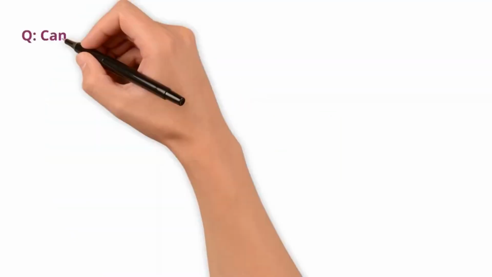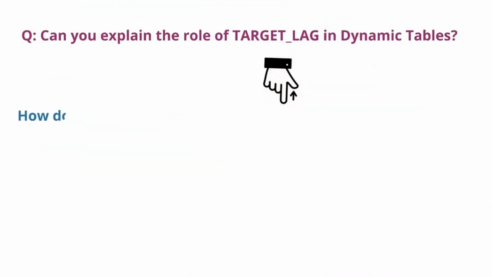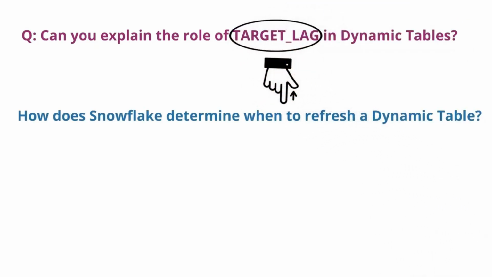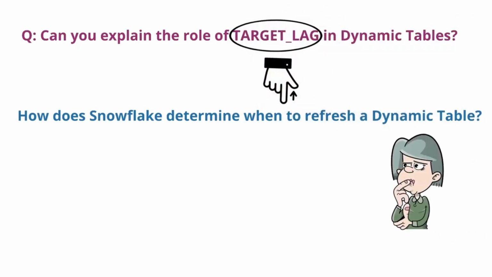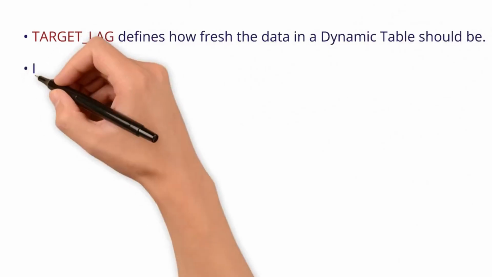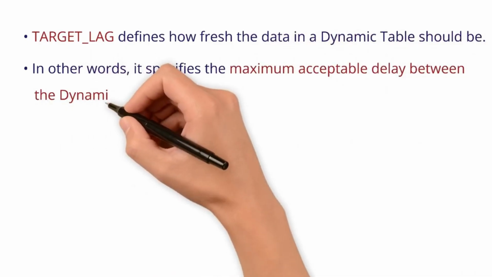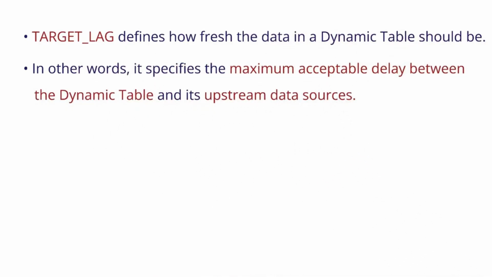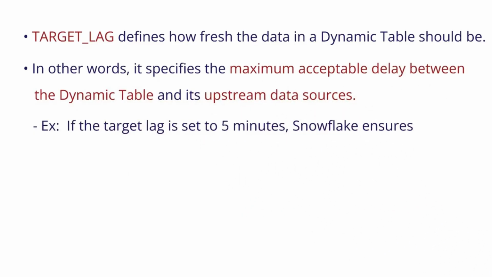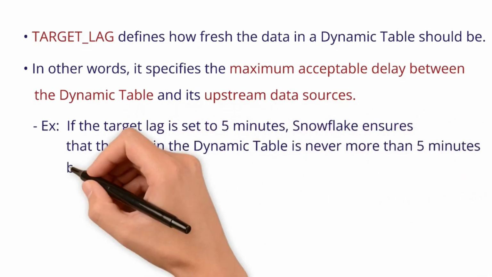Next up, can you explain the role of target lag in dynamic tables? The question is similar to the previous one, but here's a focus shift specifically to target lag. Here's how you can answer. Target lag defines how fresh the data in a dynamic table should be. In other words, it specifies the maximum acceptable delay between the dynamic table and its upstream data sources. For example, if the target lag is set to 5 minutes, Snowflake ensures that the data in the dynamic table is never more than 5 minutes behind the source.